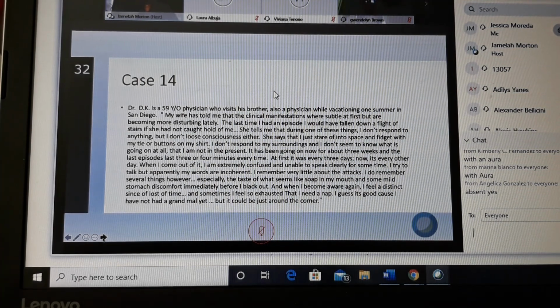That thing that he says, he plays with his buttons and he plays with his time. What are those called? Those are called automatisms. The smell that he gets and the taste of soap in his mouth, those are prodromes. And the feeling of tiredness and confusion after is a post-ictal episode. Now, his type of seizure is localized.